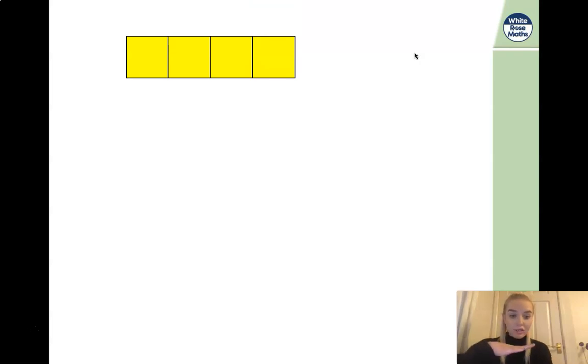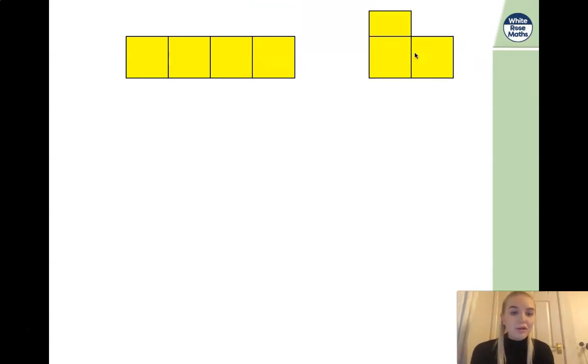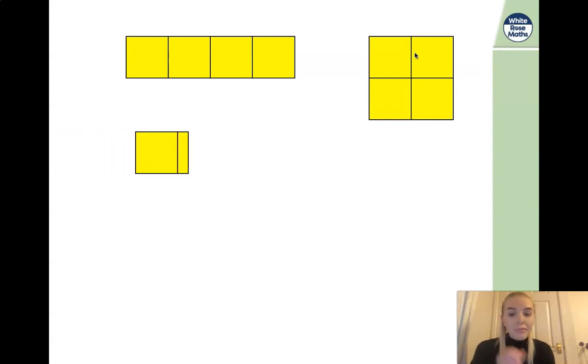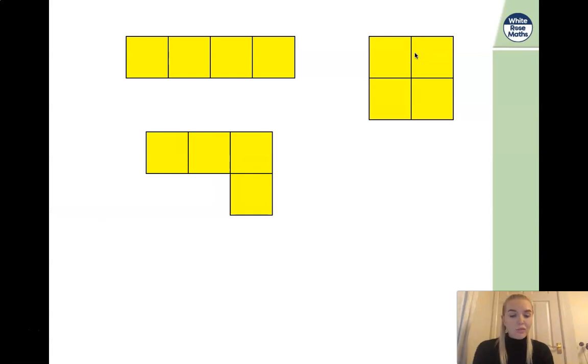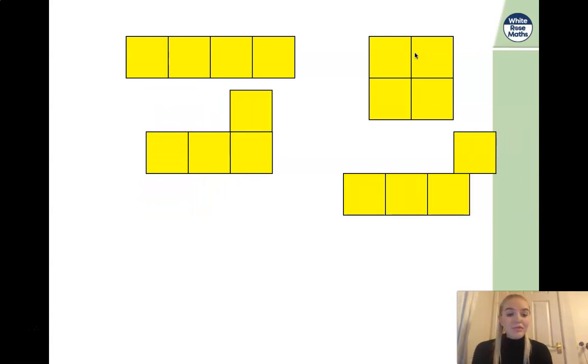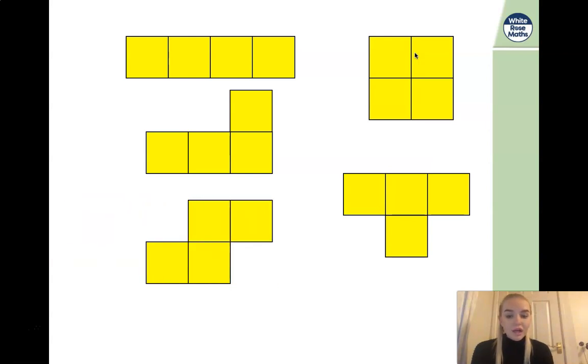where it's just straight. You may have made a shape that looks like this, where it looks like a bigger square. You may have made a shape with 3 squares going across and one of them underneath, or it may have gone to the other side, or the other side, or the other side. You may have made the same 3 squares across, but the 4th square might have gone in the middle on top, or on the middle below. And you may have also done a zigzag shape.